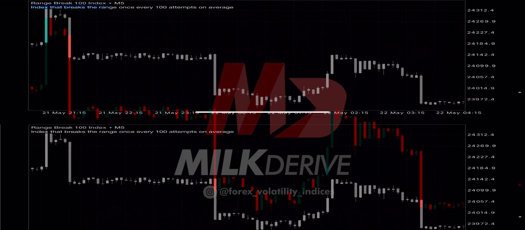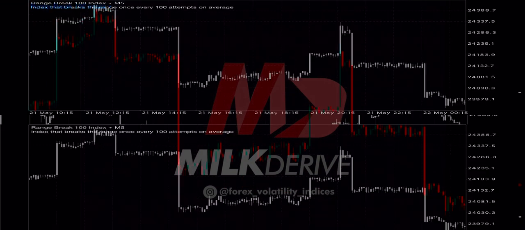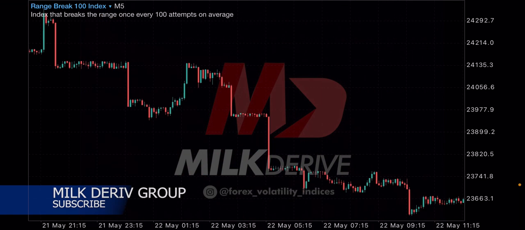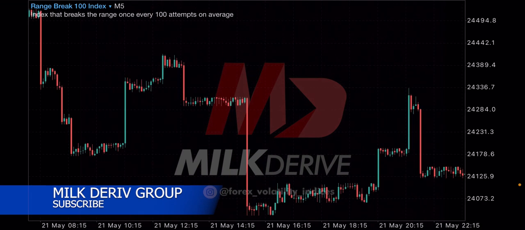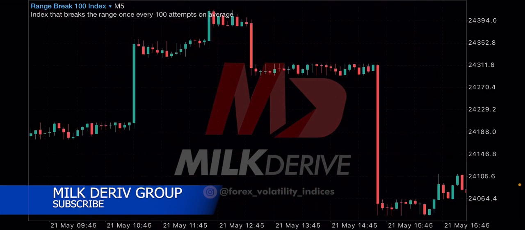Now look at how the range break works. Like the name sounds, the market must go within a range, and then at a particular time the range will be broken. Look at what I mean. Let's use this for example.